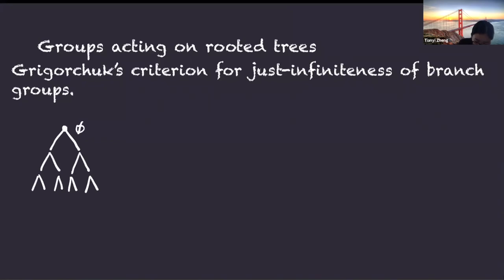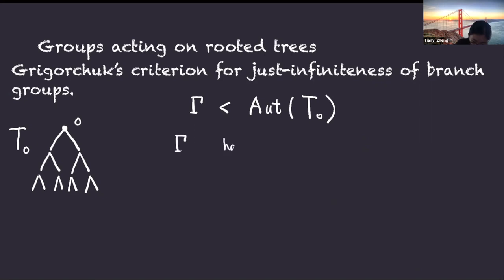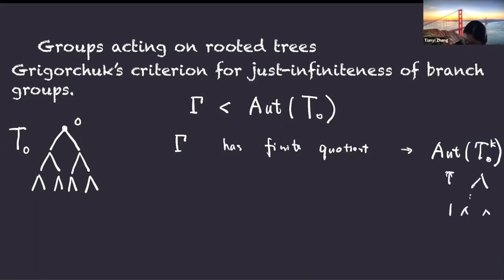In this setting, say you have some countable group inside the automorphisms of the tree T, maybe writing O for the root. Let's consider the rooted tree automorphisms; I include a root here to emphasize that. Then you know that it has finite quotients, by projecting to the rooted finitary tree, with a K here for the tree with K levels. It's residually finite: as you go down the tree, you can recover the group.